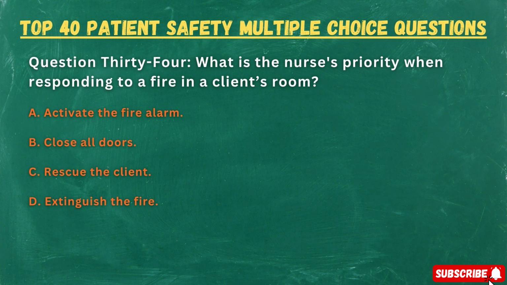Question 34. What is the nurse's priority when responding to a fire in a client's room? A. Activate the fire alarm. B. Close all doors. C. Rescue the client. D. Extinguish the fire. Answer: C. Rescue the client.